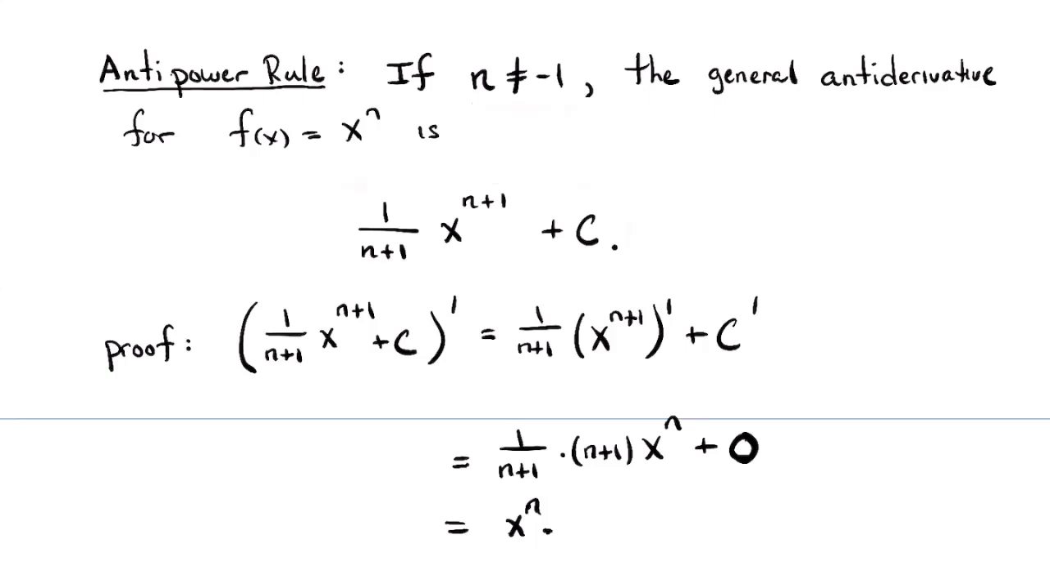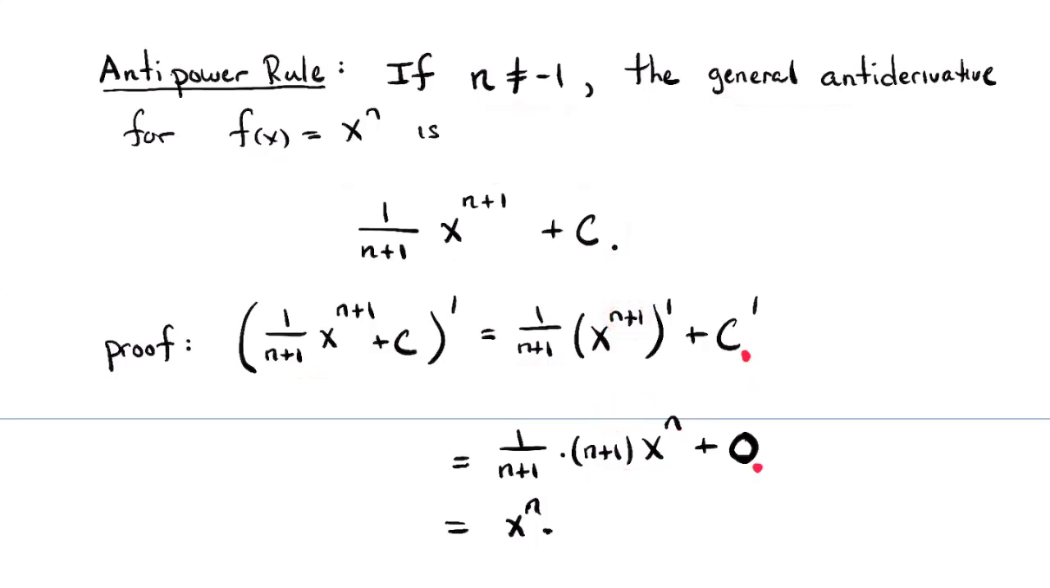Anytime somebody makes a statement like the general antiderivative of some function is something, you can always check that. Differentiate the something. So I'm just walking you through the differentiation here. The derivative of a sum is the sum of the derivatives. Put a constant out front. Here's our power rule. I took n plus 1, I brought it down, I lowered it by 1.